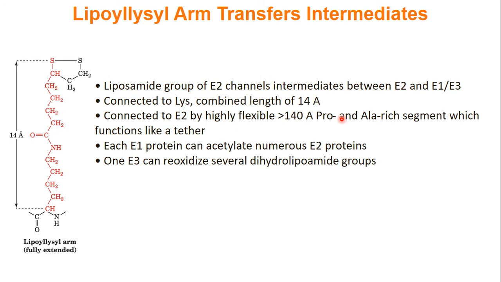And if you remember how this complex is set up, enzyme 2 is in the center and enzyme 1 and 3 are on the outside. So enzyme 2 is just kind of interacting with 1 and 3 using its long tether. And so what this means is that each E1 protein can acetylate a number of different E2 proteins, because these E2 proteins just have these arms that are reaching out to different E1s. And E3 also can reoxidize several E2s, because you have a lot of these proteins around, so they don't have to work with specific partners. Any E3 can interact with any E2. Any E2 can interact with any E1.